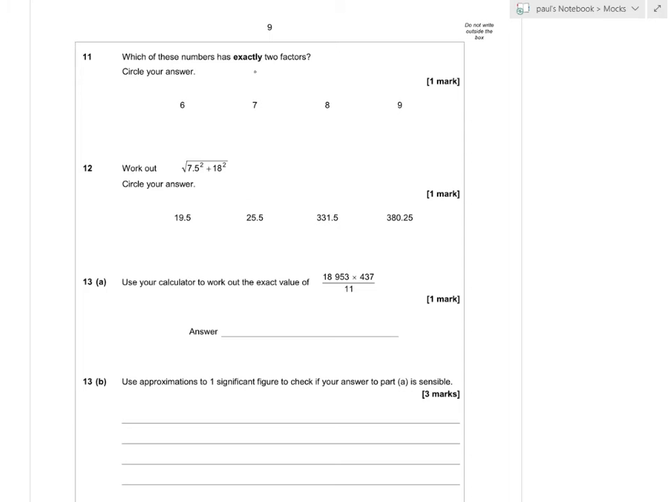Which of these numbers has exactly two factors? This one. Yeah, 1 times 7. All prime numbers just have two factors. So we'll ring round the 7.